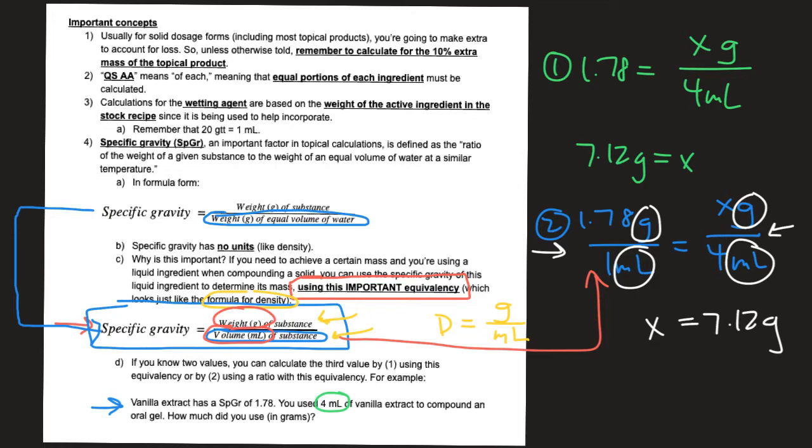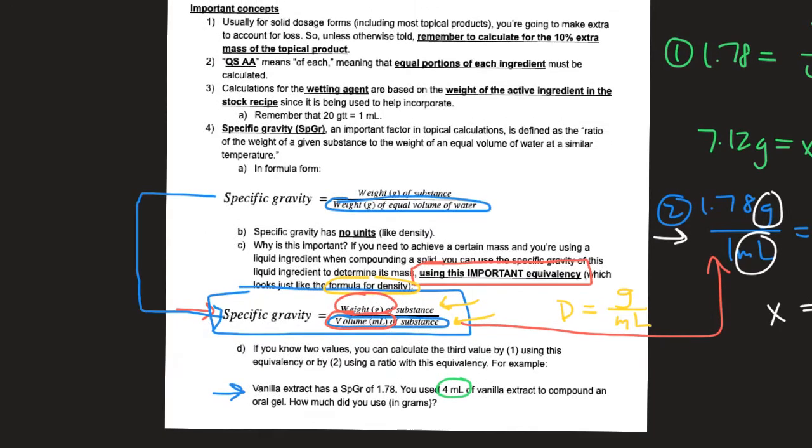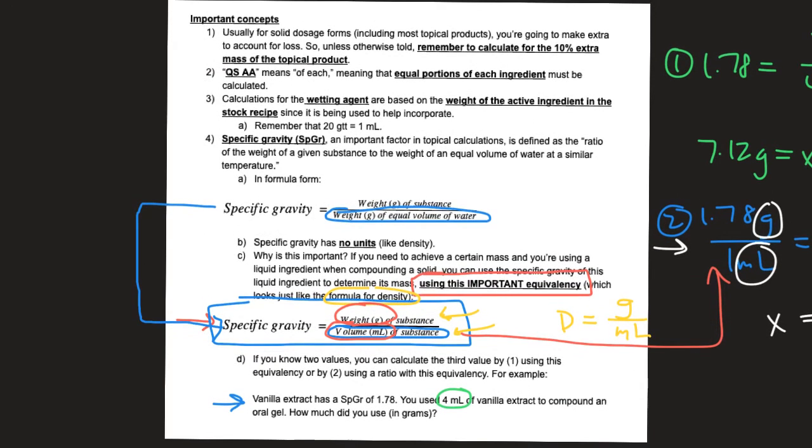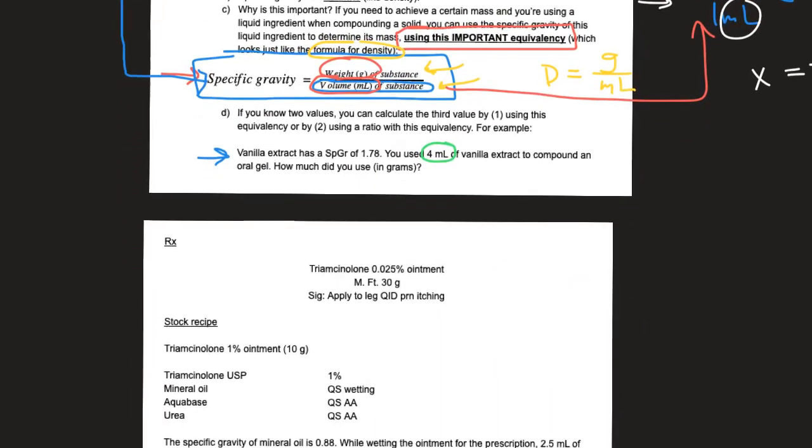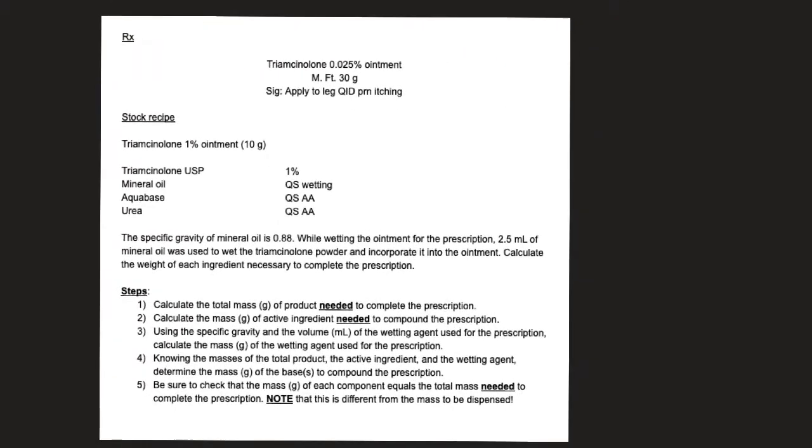So to illustrate the concepts in topical calculations, I'll go through 3 different calculation problems. Number 1, we have a script for triamcinolone 0.025% ointment. We're gonna make 30 grams. The SIG is to apply to the leg 4 times a day as needed for itching. The stock recipe calls for triamcinolone 1% ointment, making up to 10 grams.